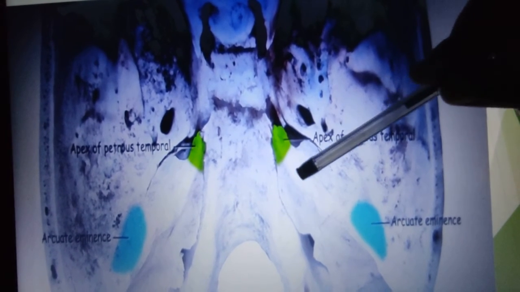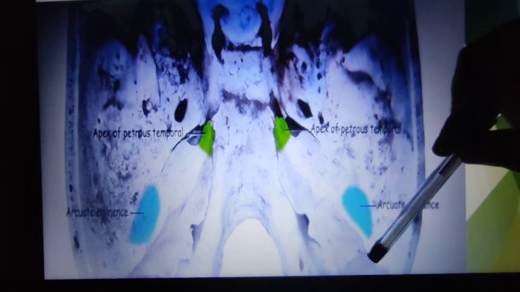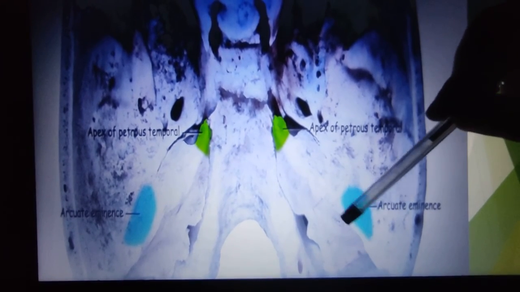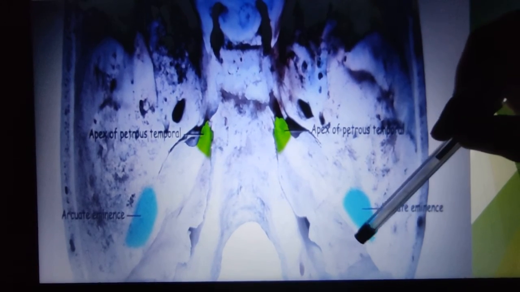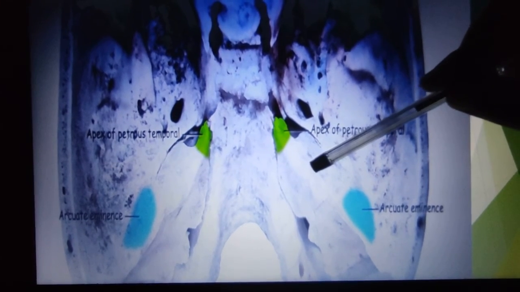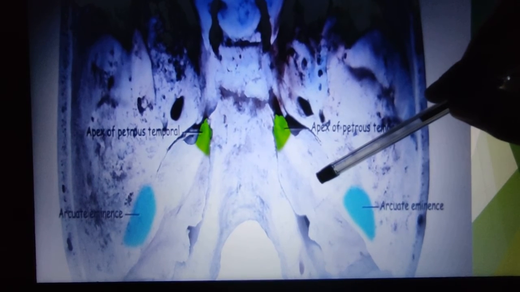Then in the superior border of the petrous part of the temporal bone, there is a groove known as the superior petrosal groove, which lodges the superior petrosal sinus. The superior border of the petrous part of the temporal bone gives attachment to the tentorium cerebelli.